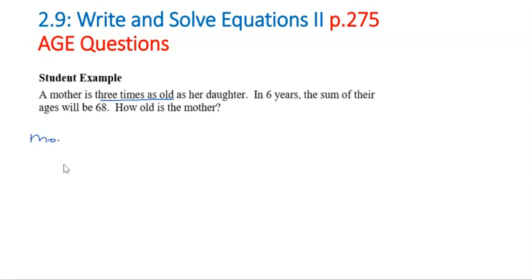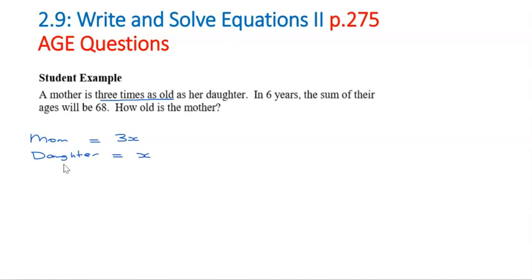So let's create our list. We're going to have mom and daughter. The daughter is x. And mom is 3 times as old as the daughter. Mom is 3x.